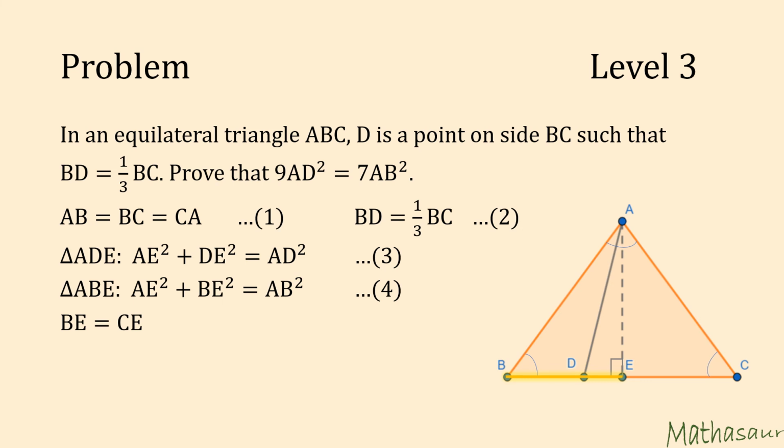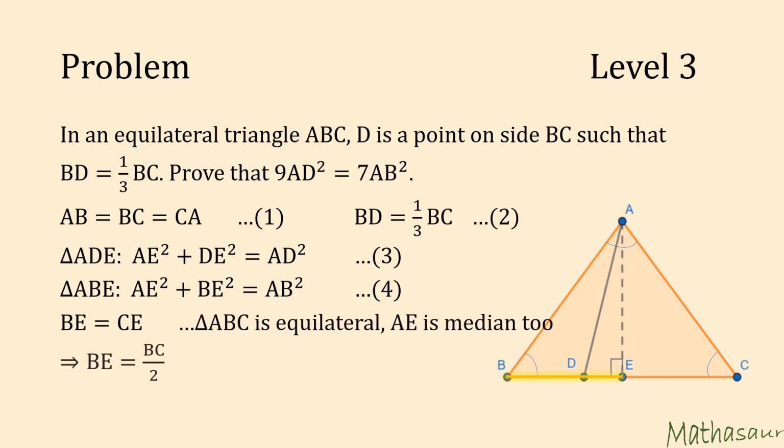We can see that BE would be equal to CE. Since triangle ABC is equilateral, AE, which is the altitude, would also act as the median, and hence it would bisect the side BC. So we can write BE is equal to BC by 2 or AB by 2, since triangle ABC is equilateral. Now let us call this statement 5.